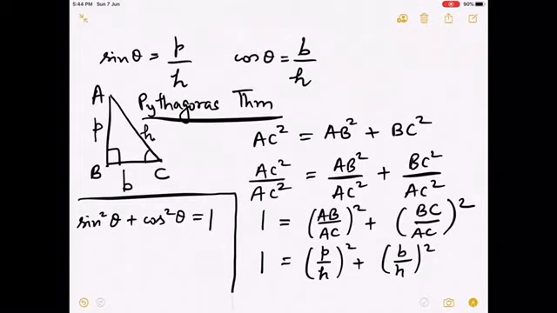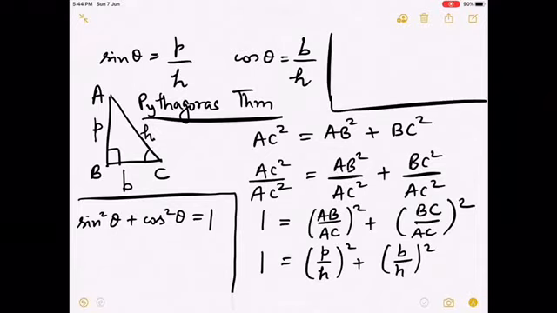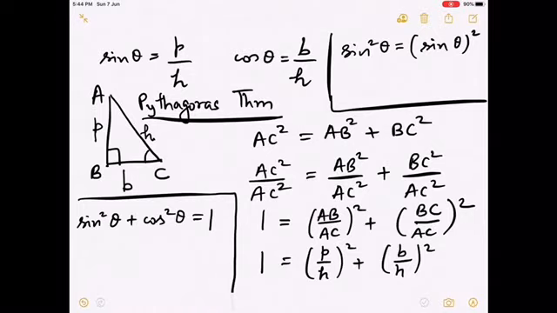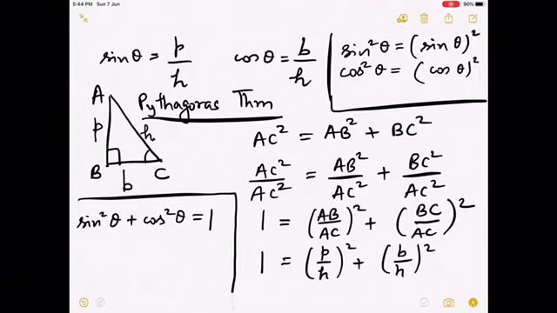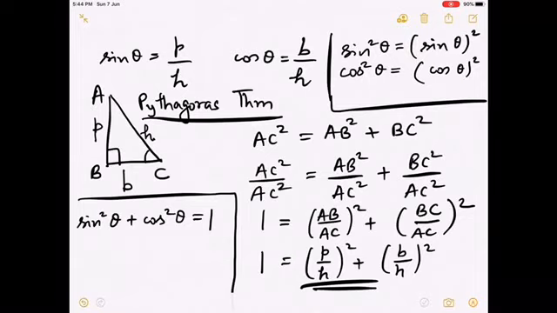Now what is sin square theta? Sin square theta is nothing but sin theta whole square. We don't use this notation, sin theta whole square. Instead of that we write sin square theta, and that goes for all the 6 trigonometric ratios. So cos square theta basically means cos theta whole square. So this becomes sin theta whole square plus cos theta whole square is equal to 1, which we can write as sin square theta plus cos square theta is equal to 1.